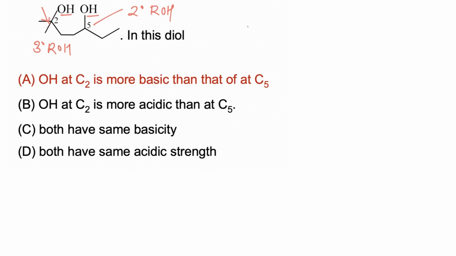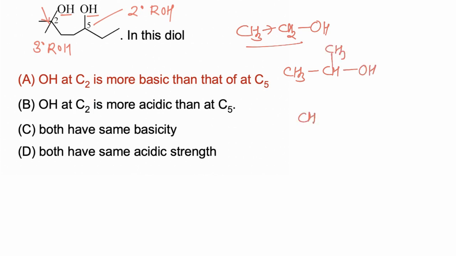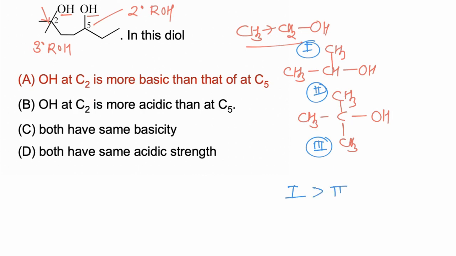Now, if we take primary, secondary and tertiary alcohol, in primary alcohol 1 electron donating group is present. In secondary alcohol, 2 electron donating groups are present, while in tertiary alcohol, 3 electron donating groups are present. With increasing electron donating groups, with increasing plus I effect, acidic strength decreases. So among 1, 2 and 3, first is most acidic, then second, and then third. Acidic strength decreases with plus I effect.